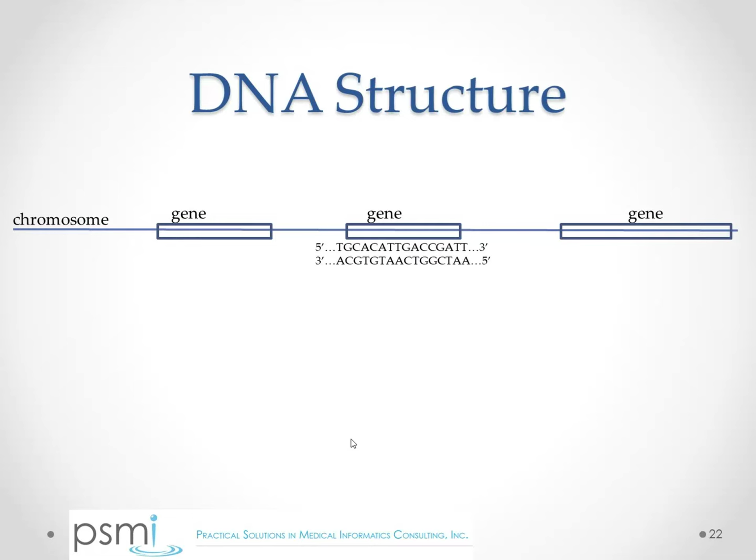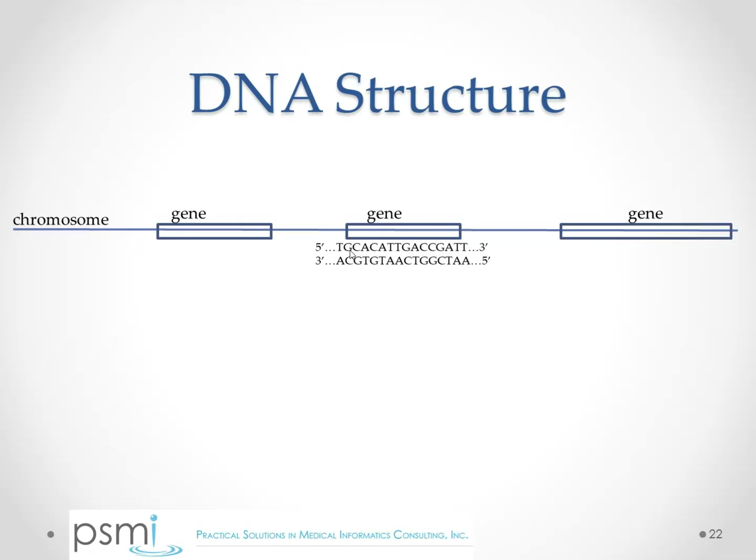Fifty years ago, when we thought about chromosomes, this is the way we thought about them. We thought about a chromosome having genes, and we thought about there being junk DNA in between the genes. So you had a chromosome with some genes and a bunch of junk DNA. Then we started to learn more.